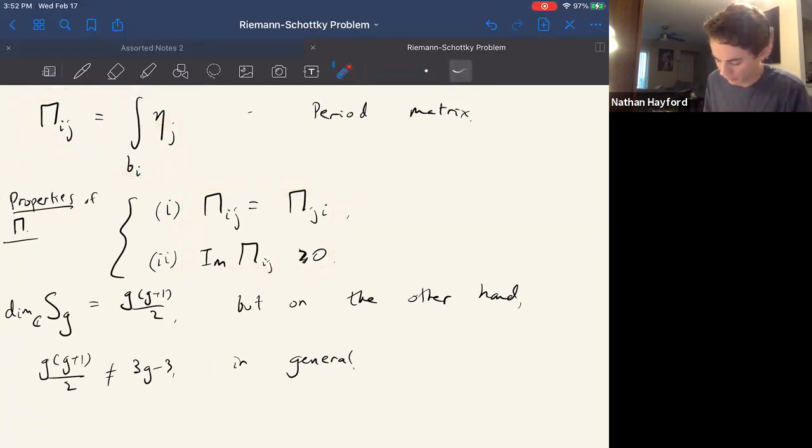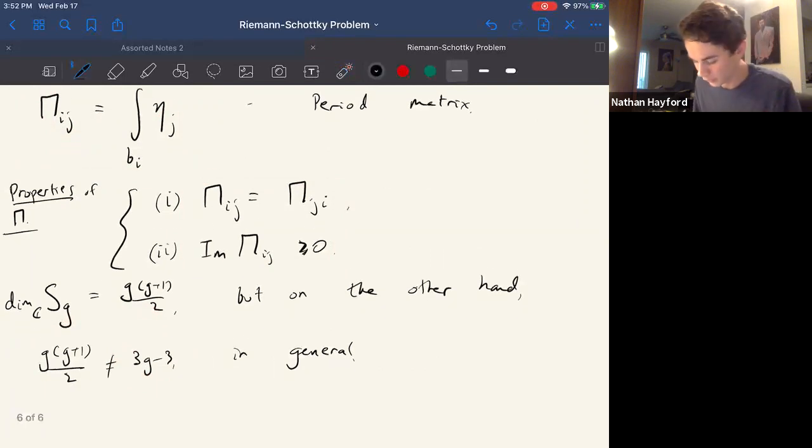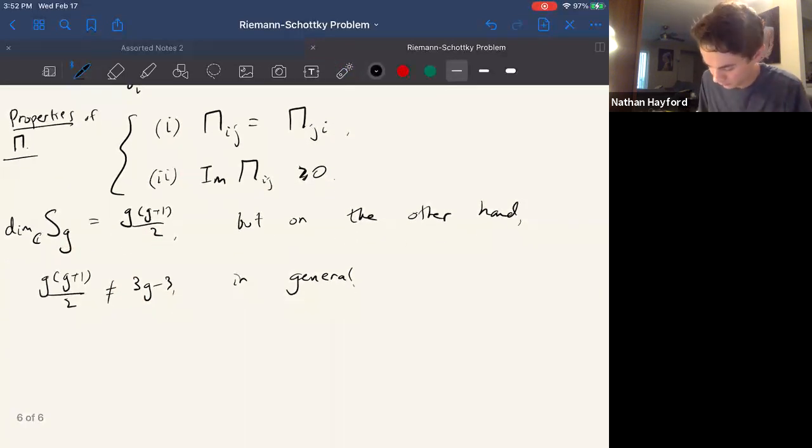But of course, the dimension of the space of these matrices is a lot bigger than the set of these parameters. And so the question is, among all such matrices, which are the period matrices of Riemann surfaces? And that question, well, just because we're running out of time, I'll at least state the answer. It was in the abstract.